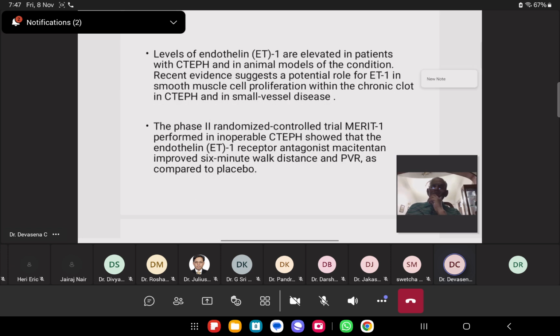Levels of endothelin-1 are elevated in patients with CTEPH and in animal models of the condition. Recent evidence suggests a potential role of ET-1 in smooth muscle cell proliferation within the chronic clot in CTEPH and in small vessel disease. The phase 2 randomized controlled trial, MERIT-1, performed in inoperable CTEPH, showed that the endothelin-1 receptor antagonist macitentan improved 6-minute walk test and pulmonary vascular resistance as compared to the placebo.